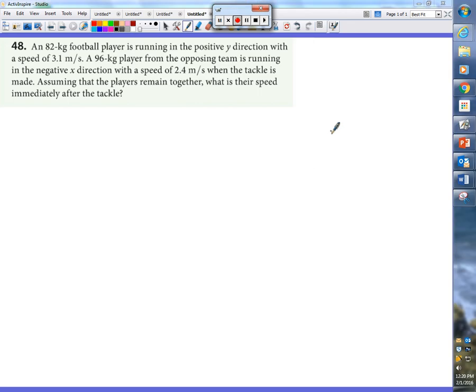All right, so this is a little bit different type of problem. It's a two-dimensional problem. It says an 82 kilogram football player is running in the positive y direction, so like north, with a speed of 3.1 meters per second. A 96 kilogram player from the opposing team is running in the negative x direction, so like east, with a speed of 2.4 meters per second when the tackle is made. Assuming that the players remain together, they get stuck together, what is their speed immediately after the tackle?